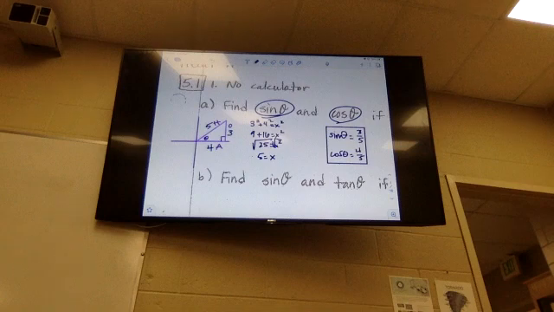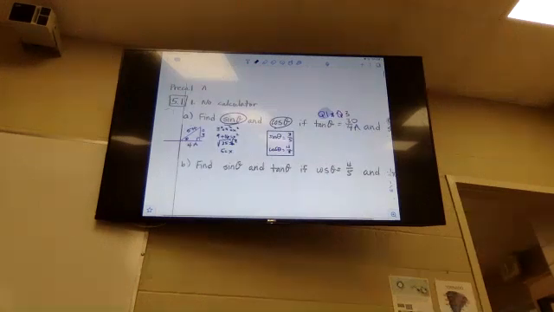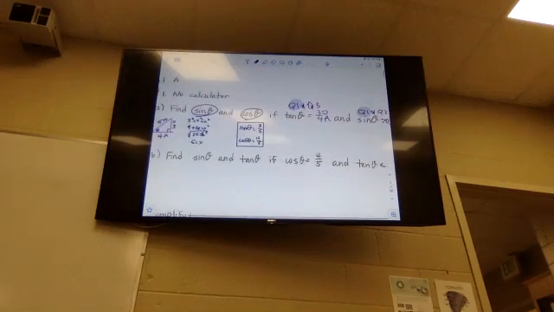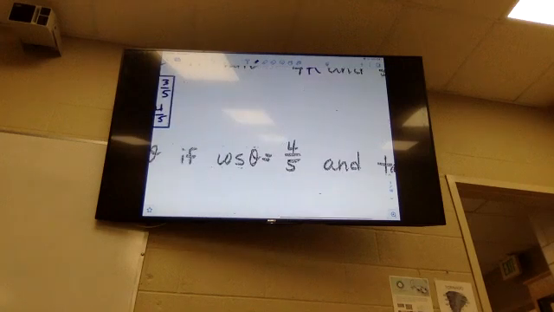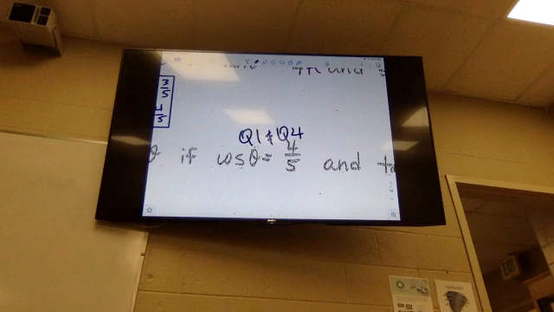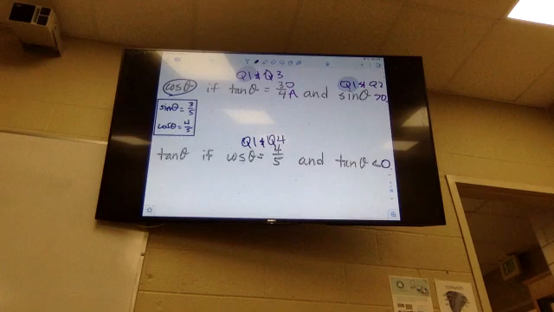All right, the next one's very similar, except this time we're finding sine and tangent, and I'm going to give you cosine is positive 4/5, and tangent is less than 0. Okay, so now we've got to figure out what quadrant we're in this time. So cosine is positive, so where's cosine positive? 1 and 4. What about, where's tangent less than 0? 2 and 4.